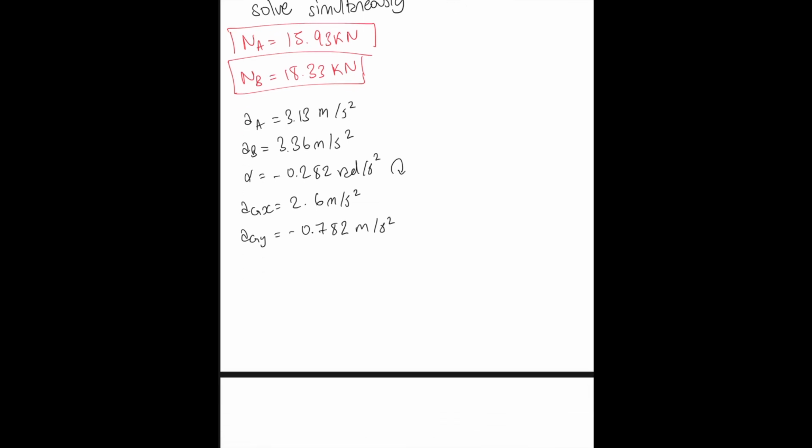Which means that our vector acceleration of center of gravity, G, is going to be equal to 2.6i minus 0.782j meters per second squared. That's the end for our question 2.